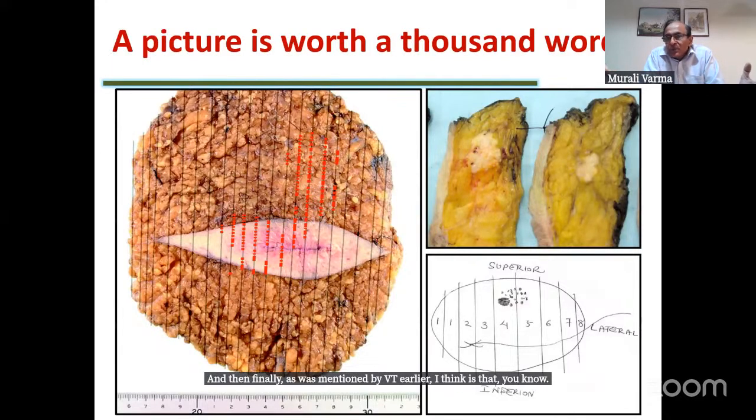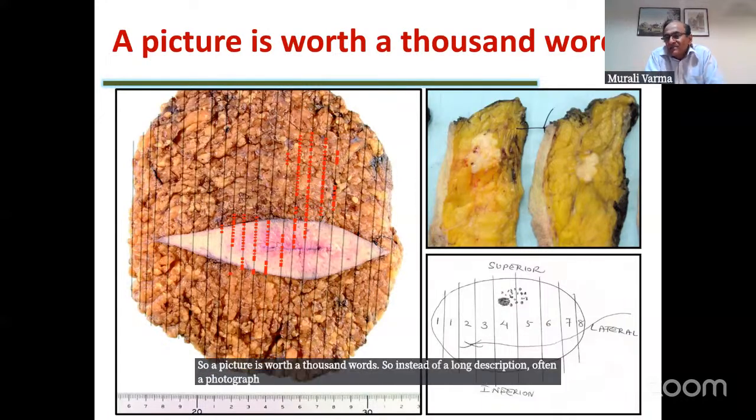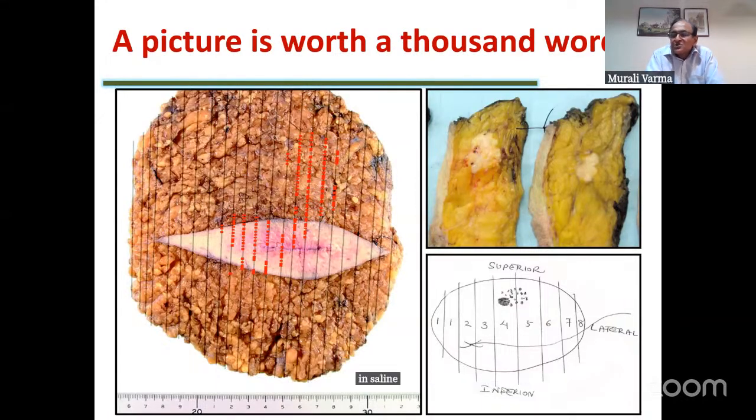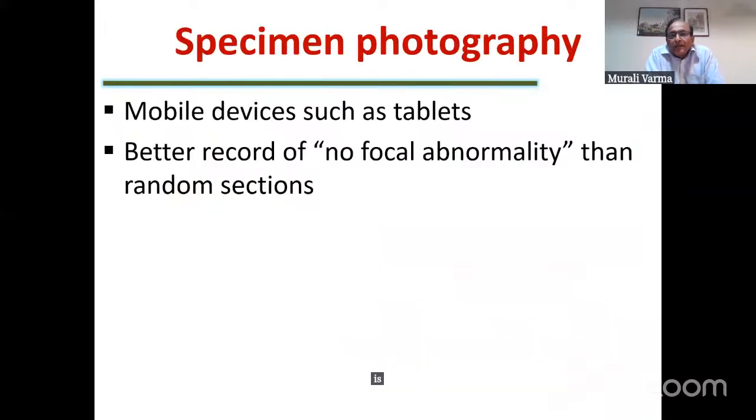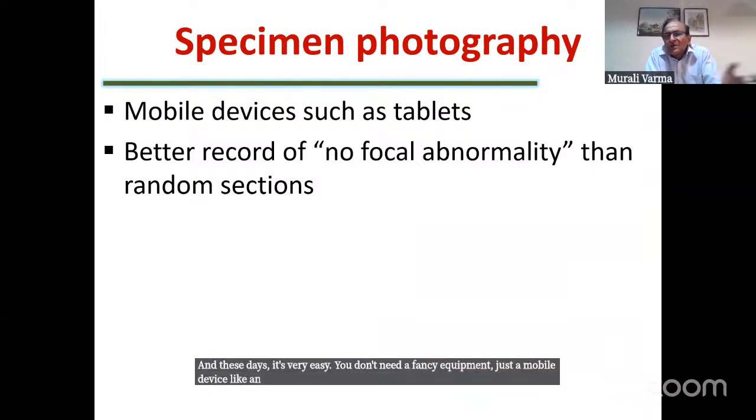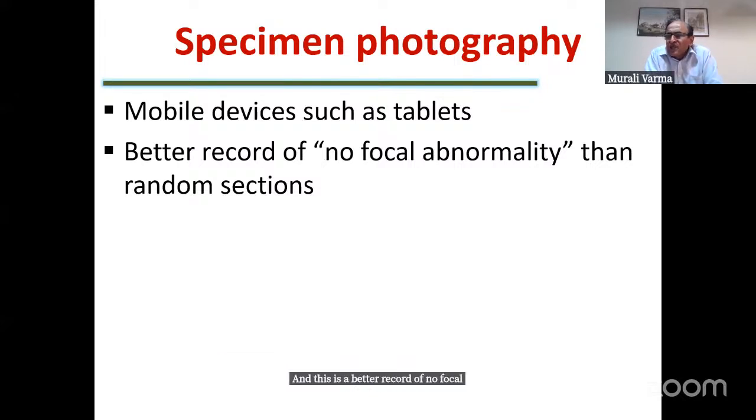photographs are very useful. A picture is worth 1,000 words. So instead of a long description, often a photograph in salient cases is very, very useful. And these days, it's very easy. You don't need fancy equipment. Just a mobile device like an iPad could be used. And this is a better record of no focal abnormality than random sections.